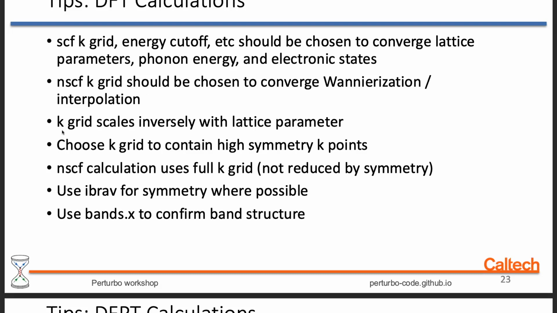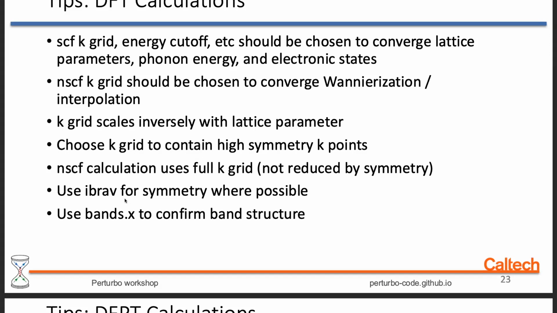The k-grid, and this goes for all kinds of Brillouin zone grids, is going to scale inversely with the lattice parameter. So for a small material, you're often going to need something in the 10 to 20 range. For a larger material, it's going to be proportionately less in each dimension. And oftentimes you want to choose a k-grid that contains high symmetry k-points. So for example, if you have something with a threefold rotational symmetry that has a high symmetry point at k equals 1/3, it's better to choose something that is a multiple of 3.